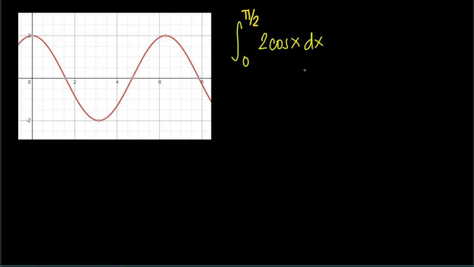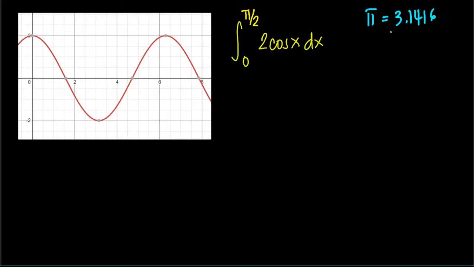So, you have the integral of 2 cosine x dx from 0 to pi over 2. If you're looking for pi over 2 on your calculator, just use the pi button, or if not, that's 3.1416, so pi over 2 is 3.1416 over 2. From 0 to pi over 2, also.